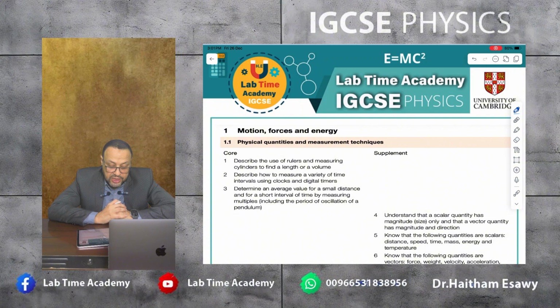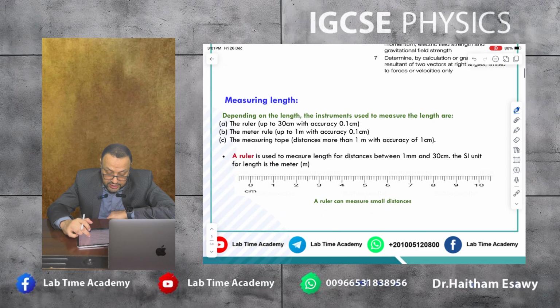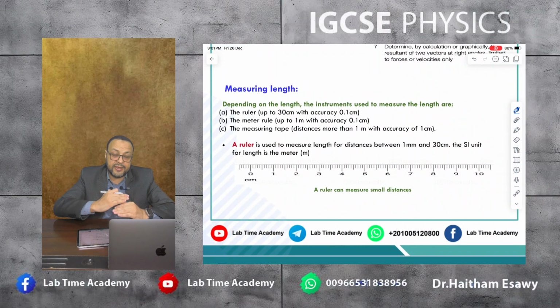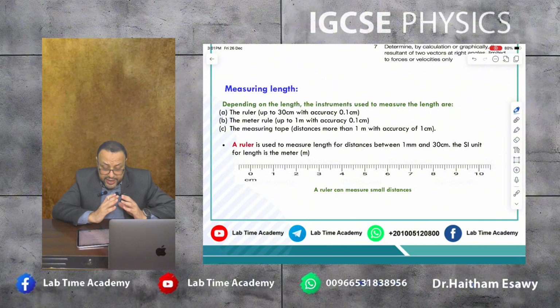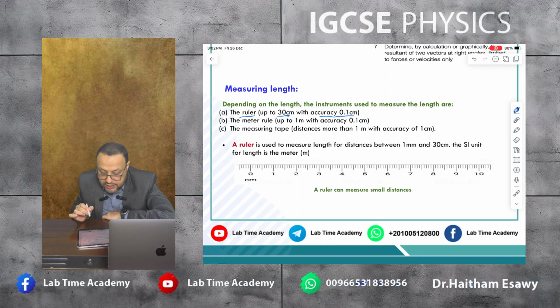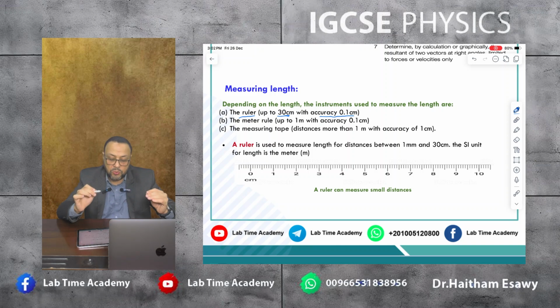After that, these are the objectives of Cambridge about the updated syllabus. You have to take care about the updated syllabus, the core and supplement. Actually, let's start talking about measuring length. You can measure the length by many instruments, many tools. For example, I can use a ruler to measure the length. Here we have a ruler up to 30 centimeters and its accuracy is 0.1 centimeter. Its resolution is 0.1 centimeter.